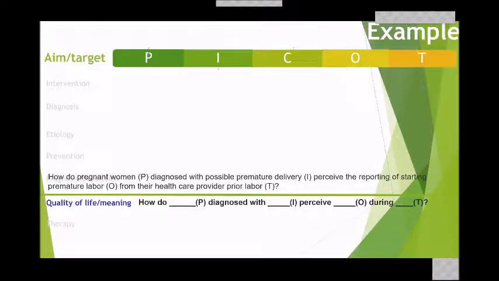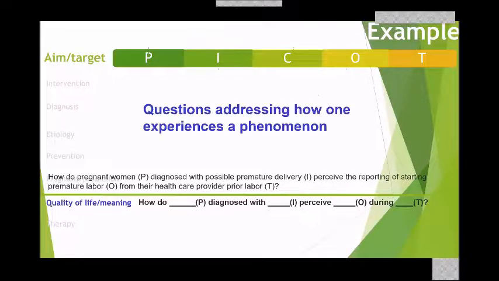So for example, how do pregnant women, that's our population, diagnosed with possible premature delivery by an obstetrician, that's our intervention, perceive the report when the nurse or the midwife informs them that they will start labor prematurely? How do they perceive that bad news of starting premature labor? The time here is from the point of informing to the point of delivery. So the quality of life is a question addressing how we experience a phenomenon.